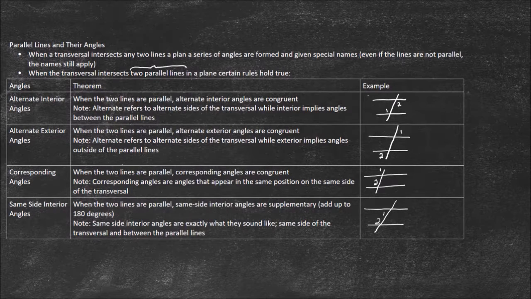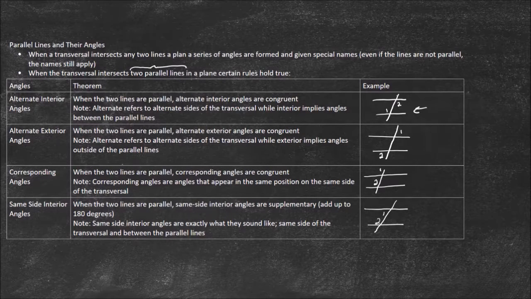Alternate refers to the alternate sides of the transversal, while interior implies angles between the parallel lines. That's what we have here in this example. Alternate refers to the different sides. Notice that one is on the left and two is on the right, while interior refers to the fact that they're both inside of the transversal. And so that's how we get between.